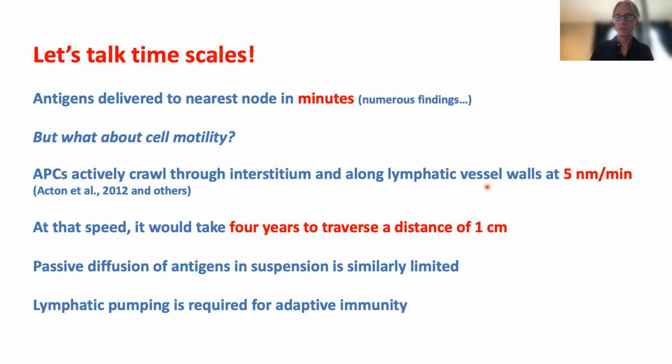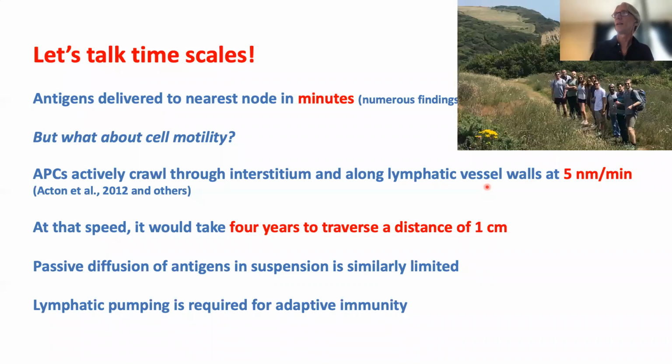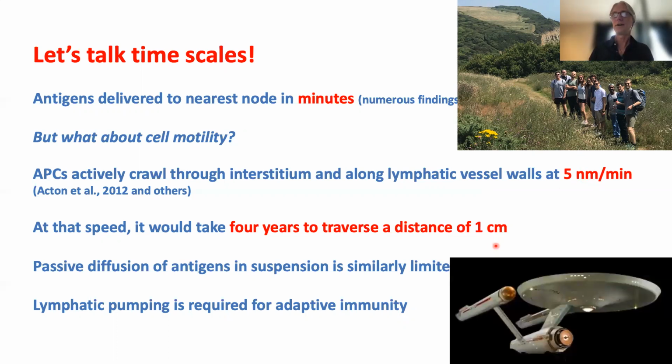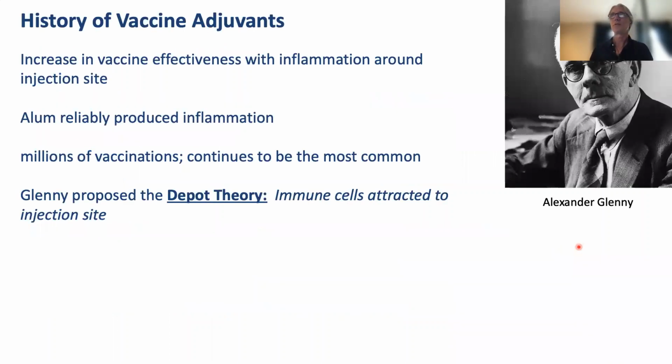And I have another analogy for you here. So if you imagine this is my lab group. We like to do a hike every summer. So the speed at which they were walking on this hike, if you equate that to the speed of crawling cells, then the speed of the cells that get caught in the flow of those pumping lymphatic vessels is the equivalent of about the speed of light. So if you're trying to get information from the injection site to the lymph node, it's better to travel at a much higher velocity. So that's a great thing about the fluid flow in the lymphatic system.